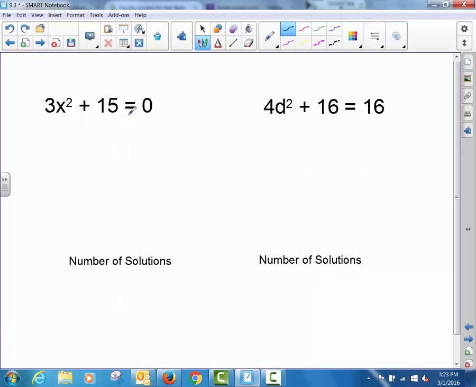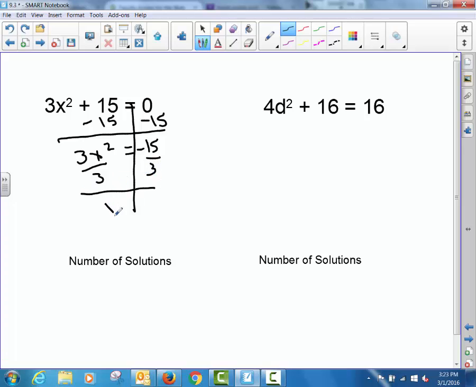All right, what's the first step we are going to take on this quadratic equation? Right, we're going to subtract 15 from both sides. Minus 15 on both sides. And we get 3x squared equals negative 15. Divide both sides by 3, and we get x squared equals negative 5.